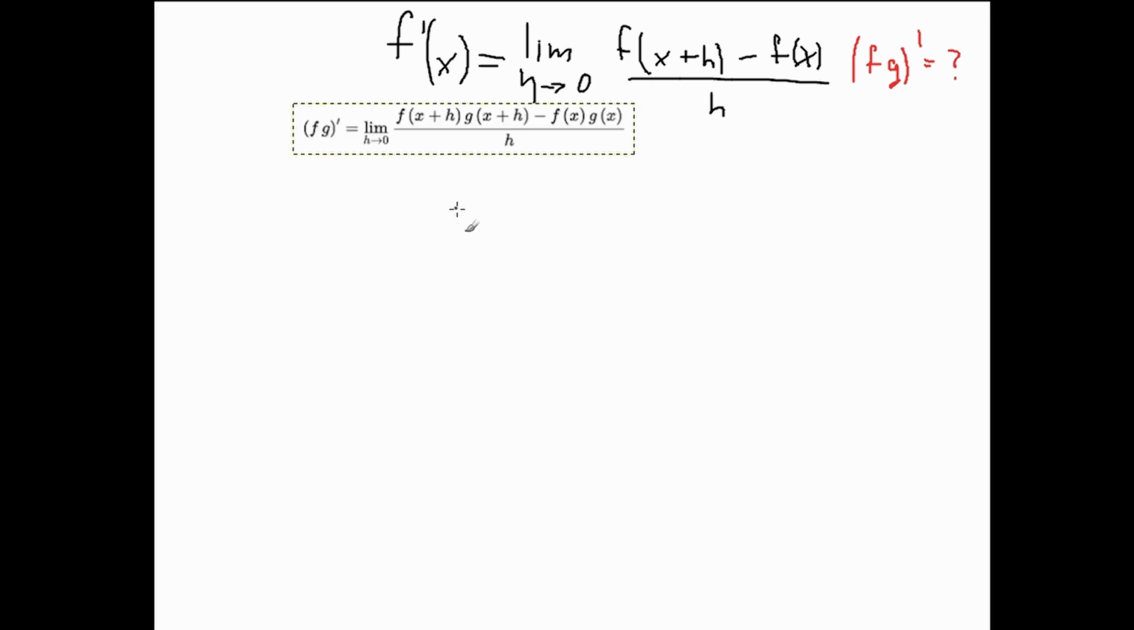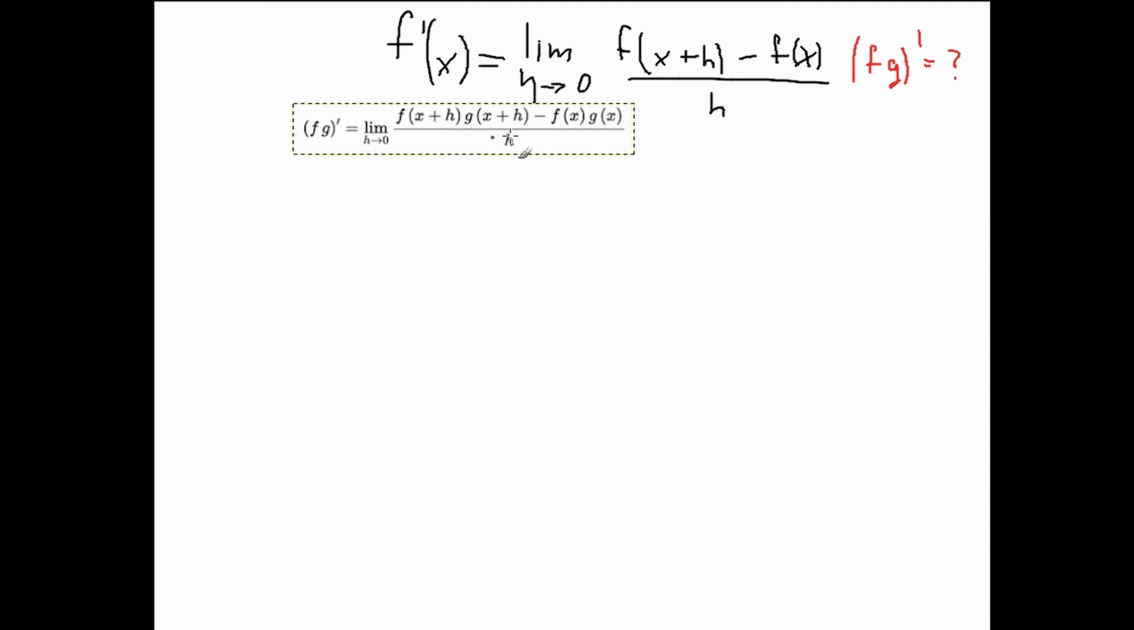So as you can see, to take the derivative of a function f times any other function g, we just do pretty much the same thing we did over here, but we multiply everything by the function g as well. So we take the function f with the input x plus h times function g with input x plus h minus f of x times g of x all over h. So we just multiply every f term with every g term, which makes sense, right?